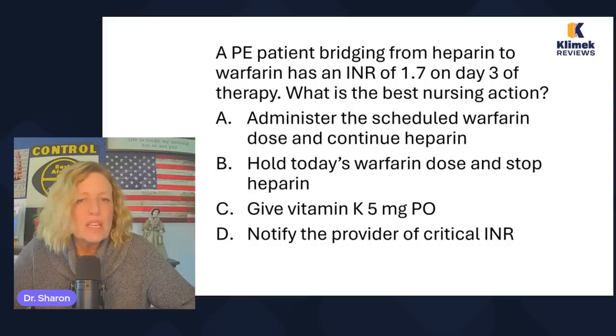A PE patient bridging from heparin to warfarin has an INR of 1.7 on day 3 of therapy. What is the best nursing action? Administer the scheduled warfarin dose and continue heparin. Hold today's warfarin dose and stop heparin. Give vitamin K 5 milligrams PO. Notify the provider of critical INR.